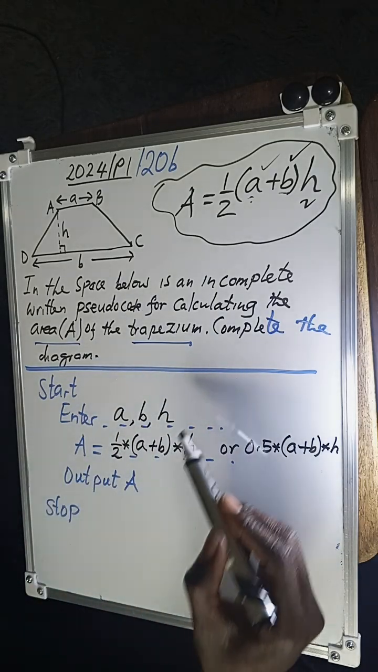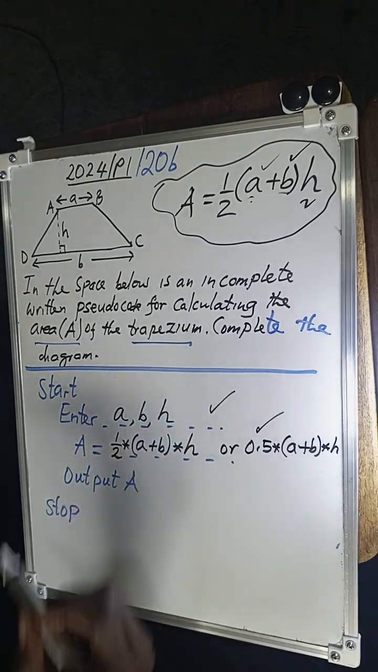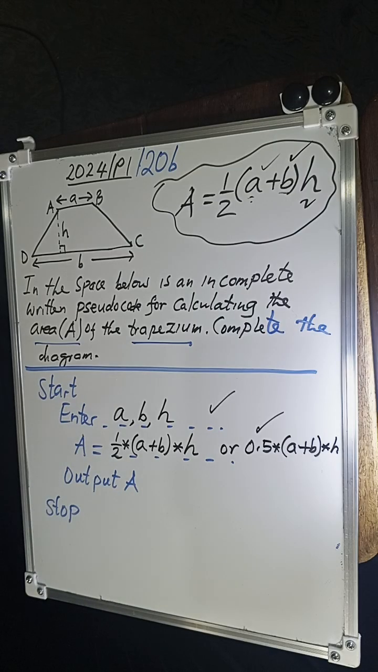So basically, these are the two points that they wanted you to get to complete this pseudocode. You can see this is the way it is written. It is very simple. I'll give you more examples so that you can practice some more past ECZ questions in my next videos.